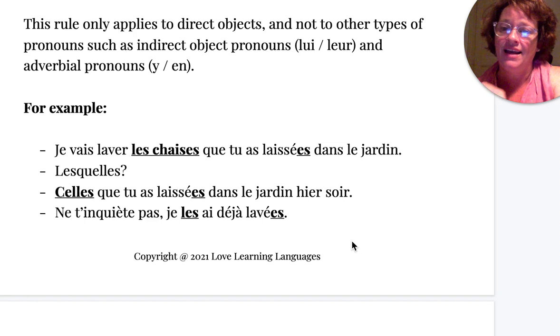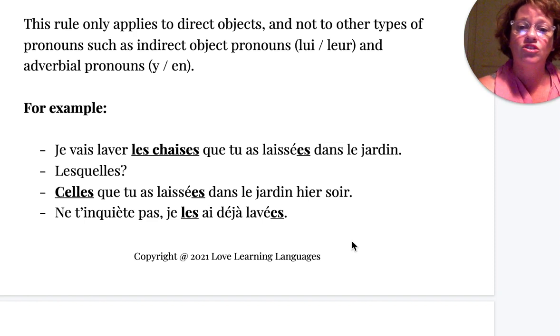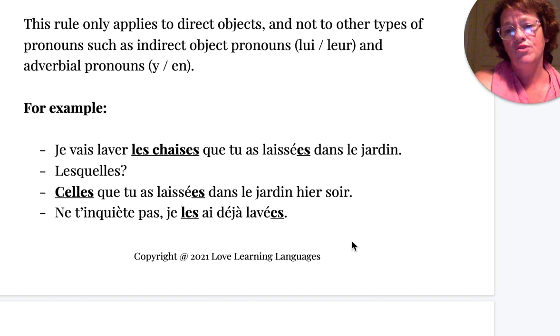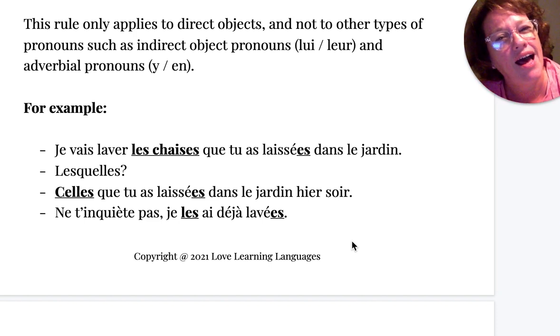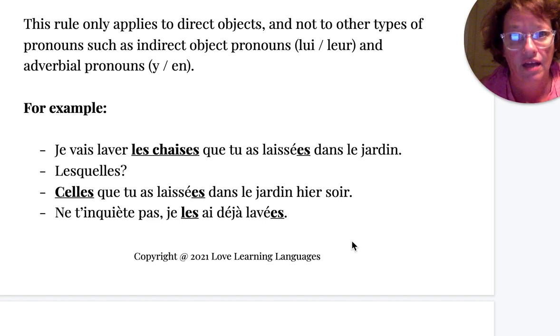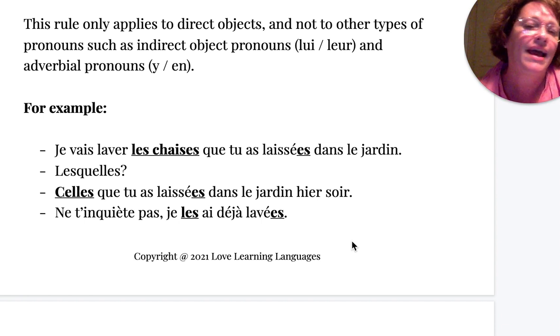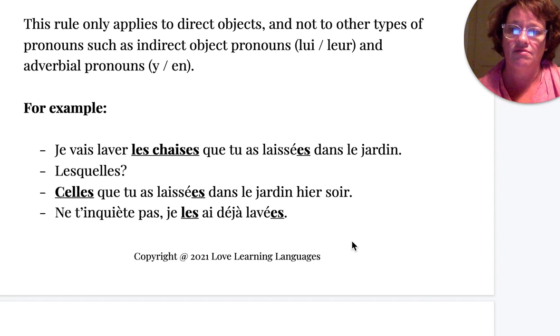Because look, I am going to wash the chairs that you left in the garden. D'accord? So when you have a preceding direct object, like the full thing, not the pronoun, then you're probably going to have a que in the sentence. Okay? Les chaises. These are plural and they're feminine. So look what's happened to laisser. I've added an E and an S.